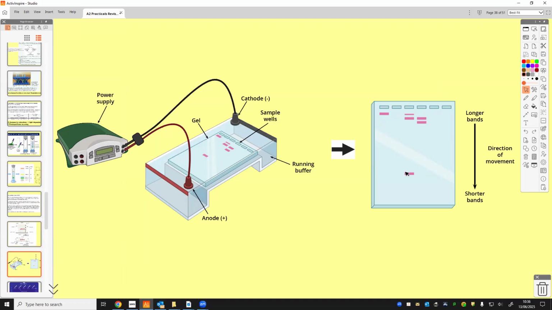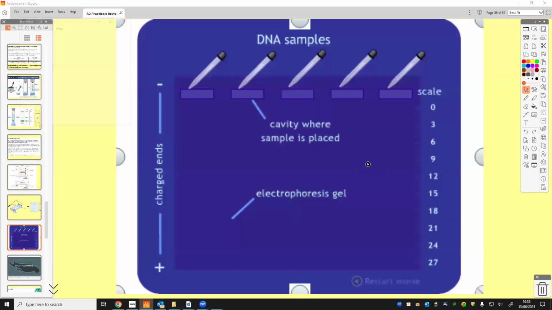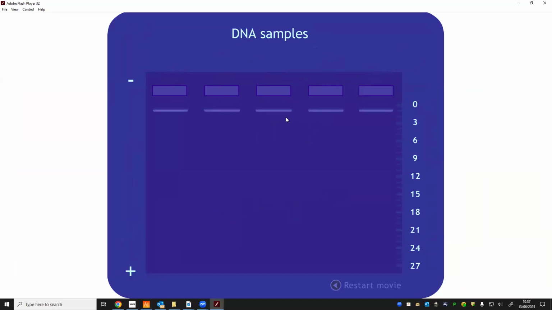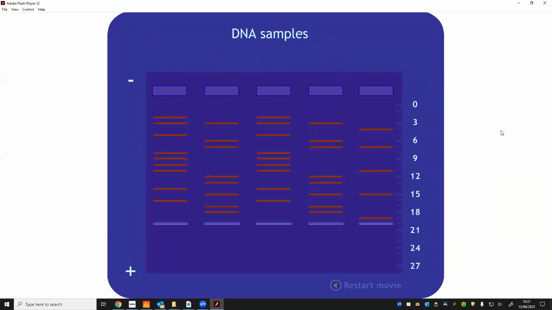So there's smaller fragments moving further away from the well, and the longer strands of the cut up DNA don't move as far. And you can see that within this little animation. So if you put your DNA samples into here, pass your electric current across it, they move towards the anode. Then you can compare different samples of DNA. So they can be used for paternity testing, can be used at crime scenes. So these two samples are the same. So if that was found at a crime scene, this is your suspect, he was there.